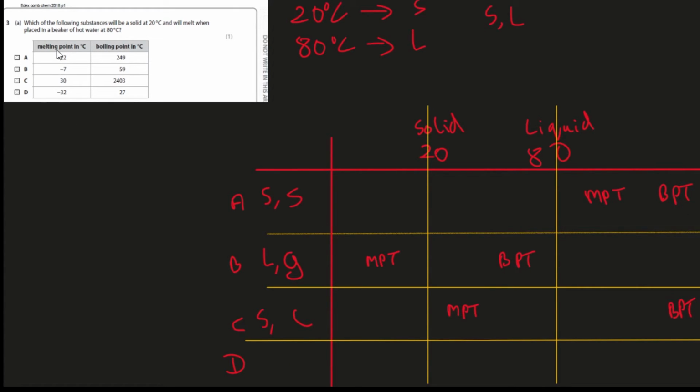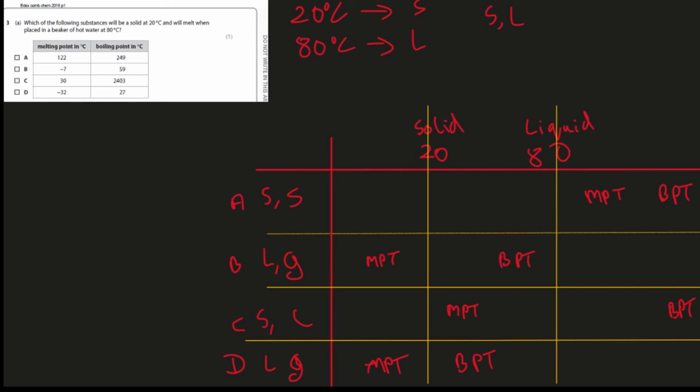Looking at the last one then, we have a melting point at -32, which puts us into this left-hand section, so that's its melting point, and a boiling point of 27, which again is in the middle, so we just put it in that middle section. That means that material D, when it's at 20, will be between its melting and boiling point, so it's going to be a liquid. When it's at 80, it's above its boiling point, so it's a gas.